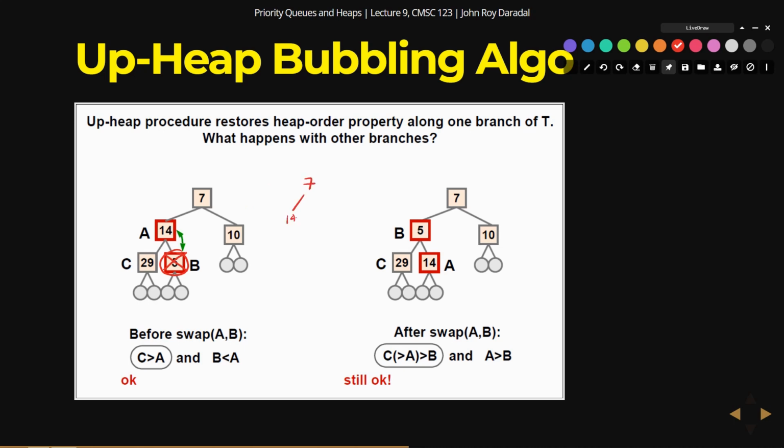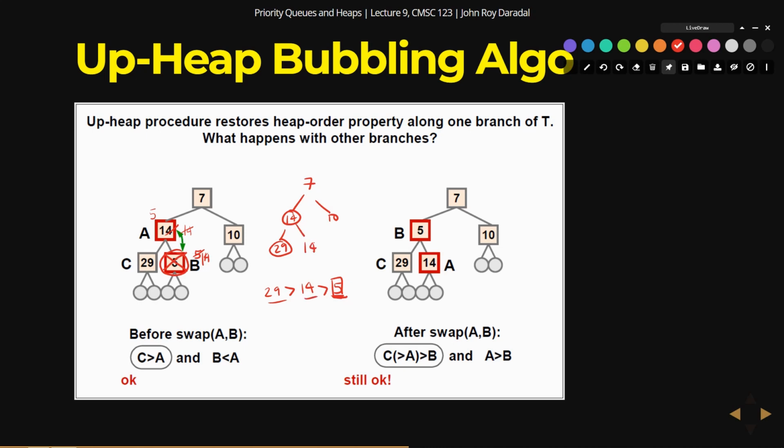So 7, 14, 10, and then 29. We know that this one and this one are already following min heap, right? So 29 is greater than 14. Now with the addition of 5, we swap it with 14 here, so this becomes 5 here and 14. The fact that we swap them means that the newly added key was actually less than 14, right? So it's still safe because 5 is still less than 29 and 14, which are its new children, right?